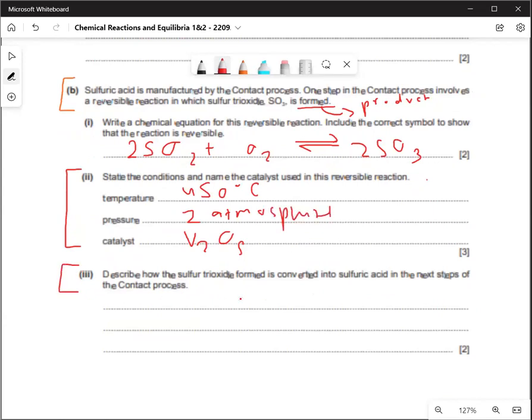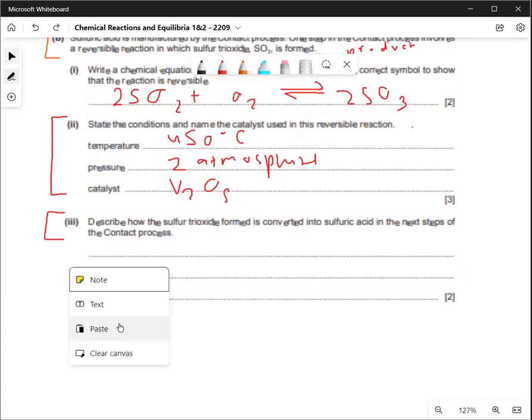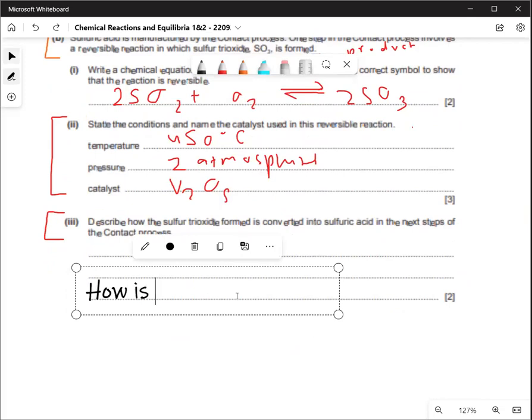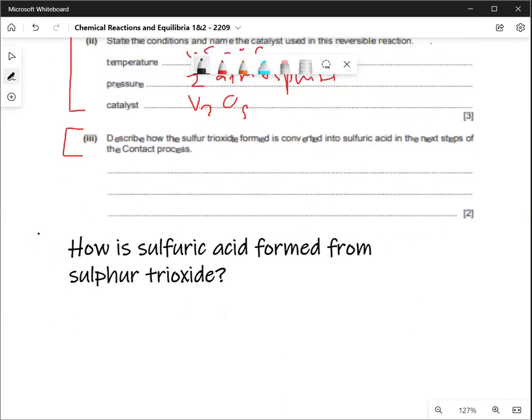Now, next thing. Describe how sulfur trioxide formed is converted into sulfuric acid in the next stages of the contact process. You have to write this in your notebook. I'll tell you how to write the question: How is sulfuric acid formed from sulfur trioxide? That's the question. Write the question in your notebook. I'm giving you the answer. The answer is this.